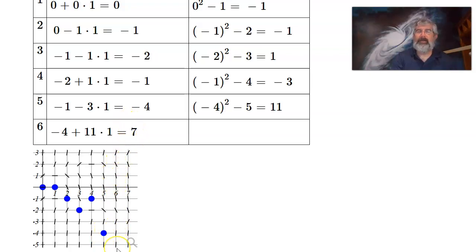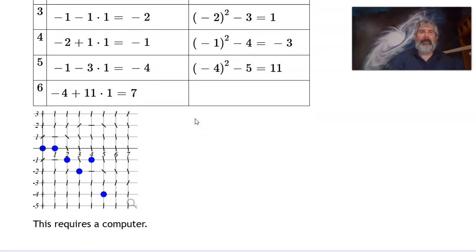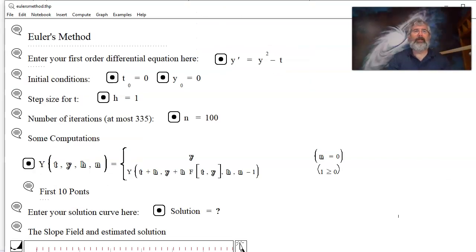At this point, I think we're no longer looking at an actual solution to this; this process has wandered off, right? And who knows what it's doing now. But maybe what we could do is decrease the step size, right? Maybe I'm just taking too big of steps to get a good idea of what's happening. But you can see this is fairly computationally intensive, and really this requires a computer. If only I had a computer. Oh, I do. Let me pull up a different way of looking at this.